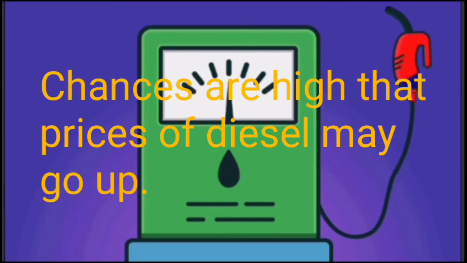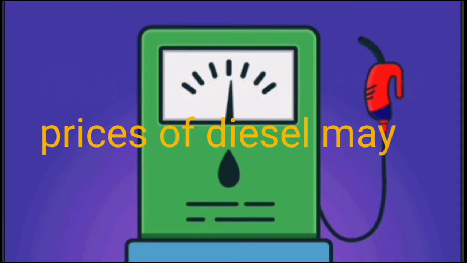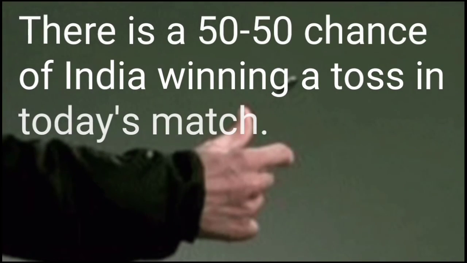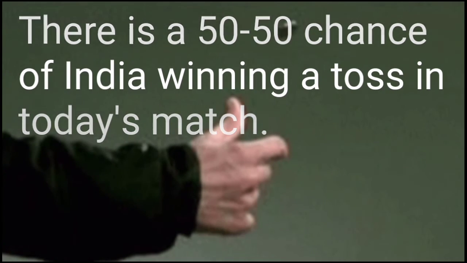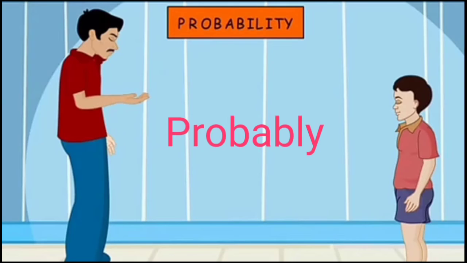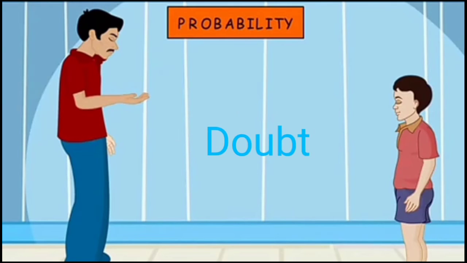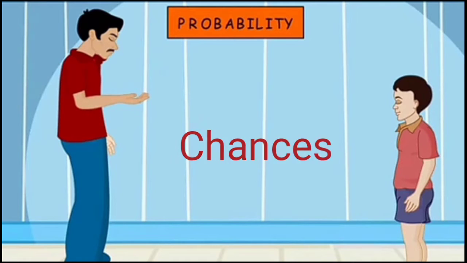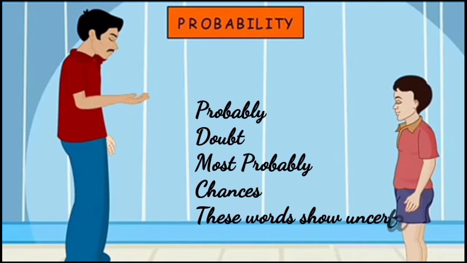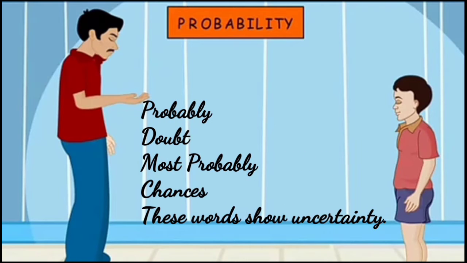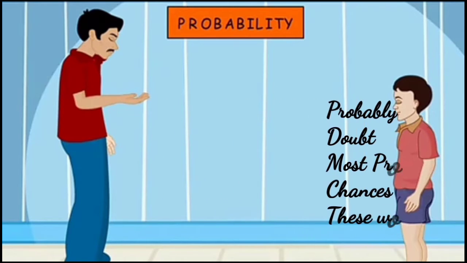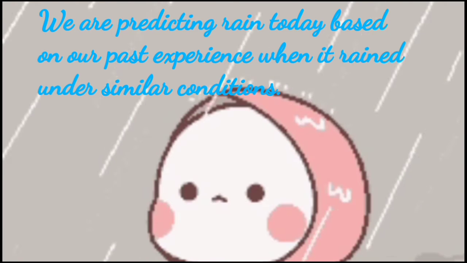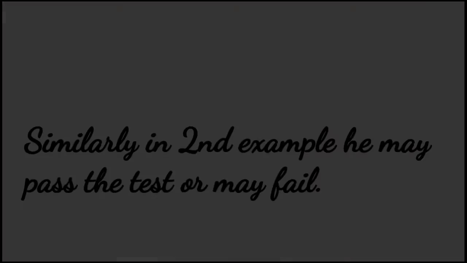"Chances are high that the prices of diesel may go up." "There is a 50-50 chance of India winning a toss in today's match." The words probably, doubt, most probably, chances. These words show uncertainty. We are predicting rain today based on our past experience when it rained under similar conditions.